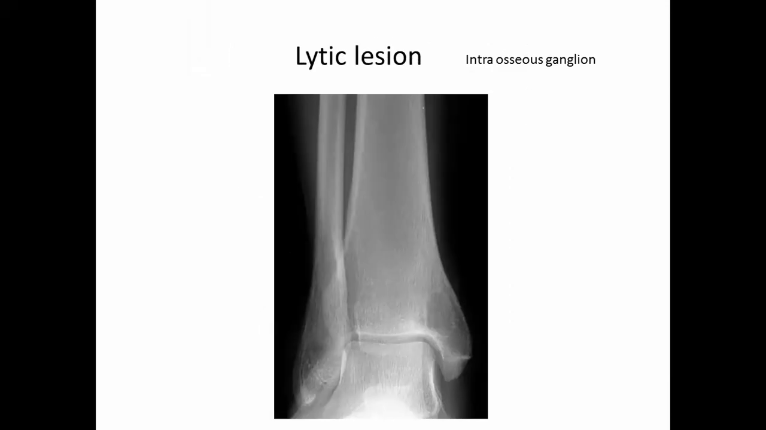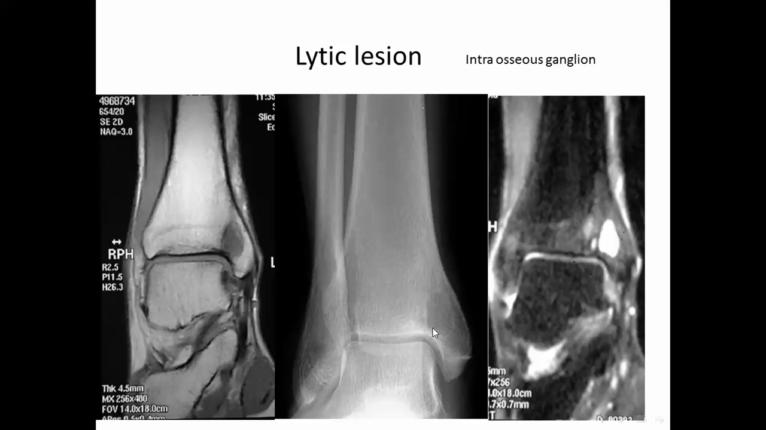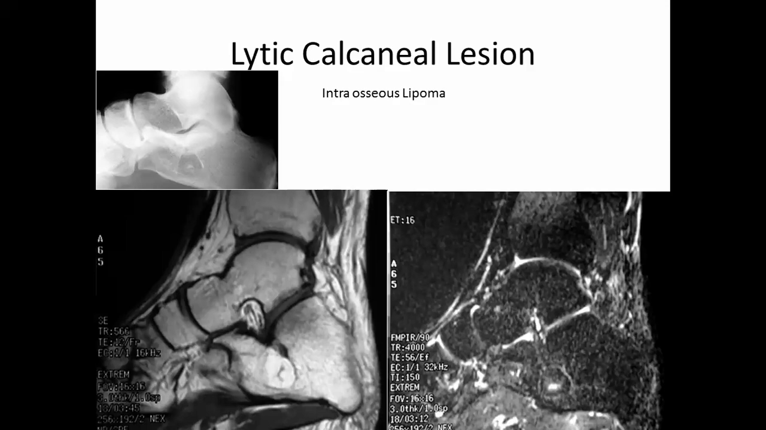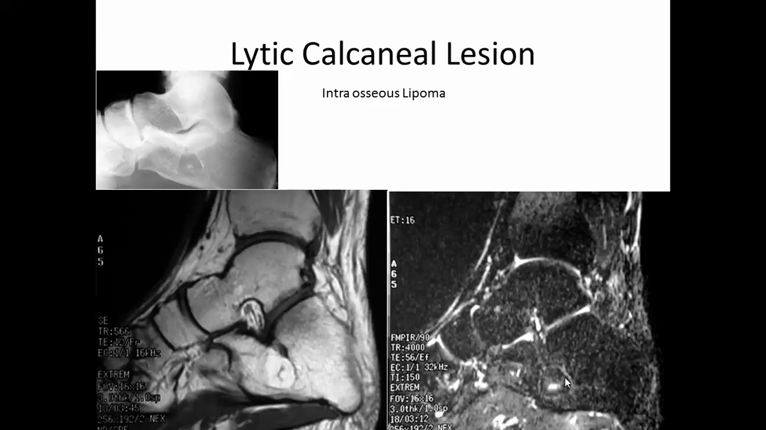A lytic lesion may be a ganglion, but there is no difference between a ganglion and a simple bone cyst. Both are hypointense in T1, hyperintense in T2, well defined, with minimal reaction around, and there is not much difference between the two. We can have this lytic lesion in the bone with minimal sclerosis inside, and this is in T1 appearing hyperintense. That means it contains fat, and here in the fat suppression it disappeared and only a central focal edema is seen.